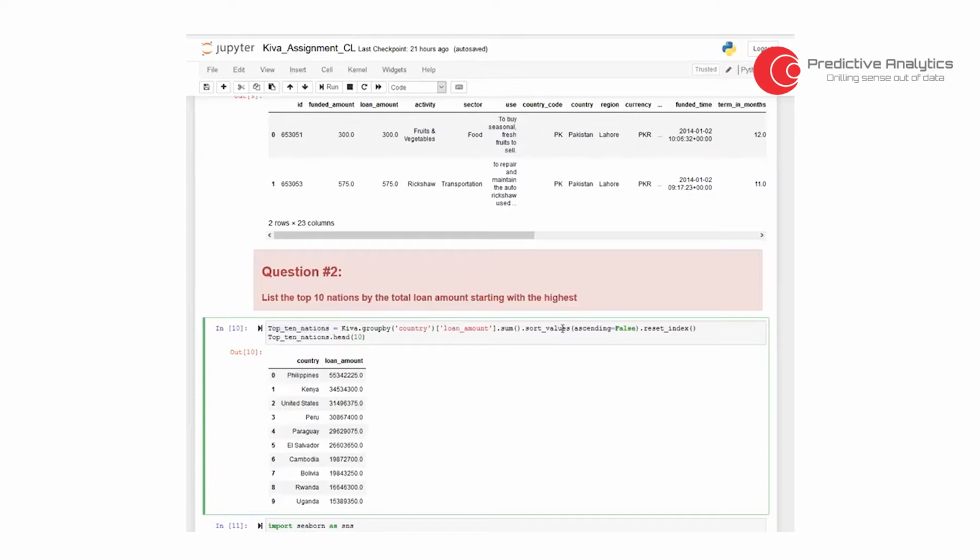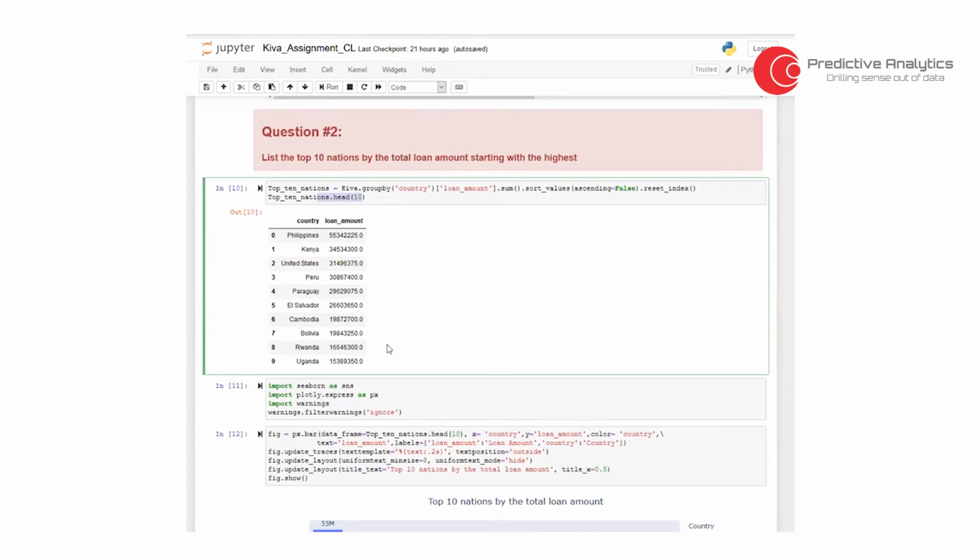Nice. And then we did summing, so that we sum all the amounts together and then set the index so that you can pick 0 to 9. So these are the top 10 nations, because I used the head after getting the data, to get the top 10 nations.